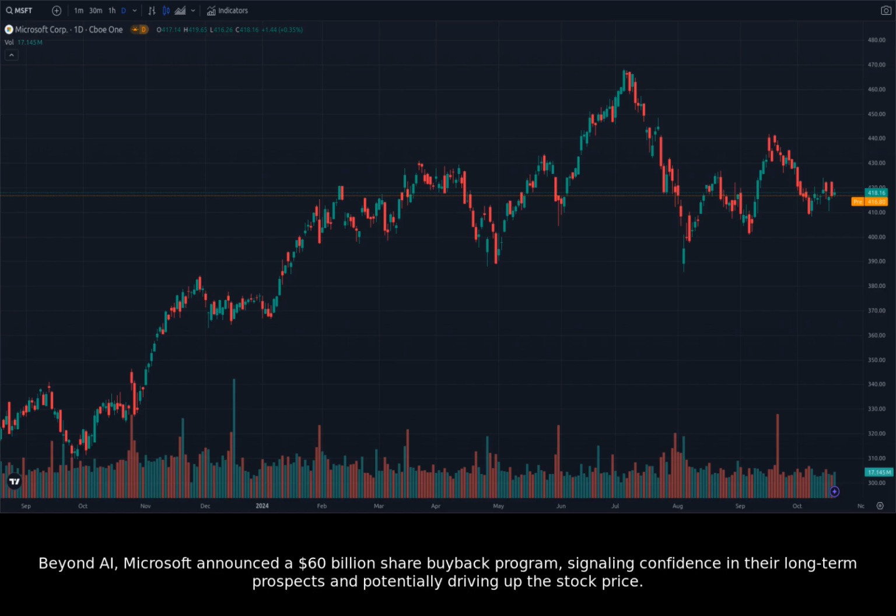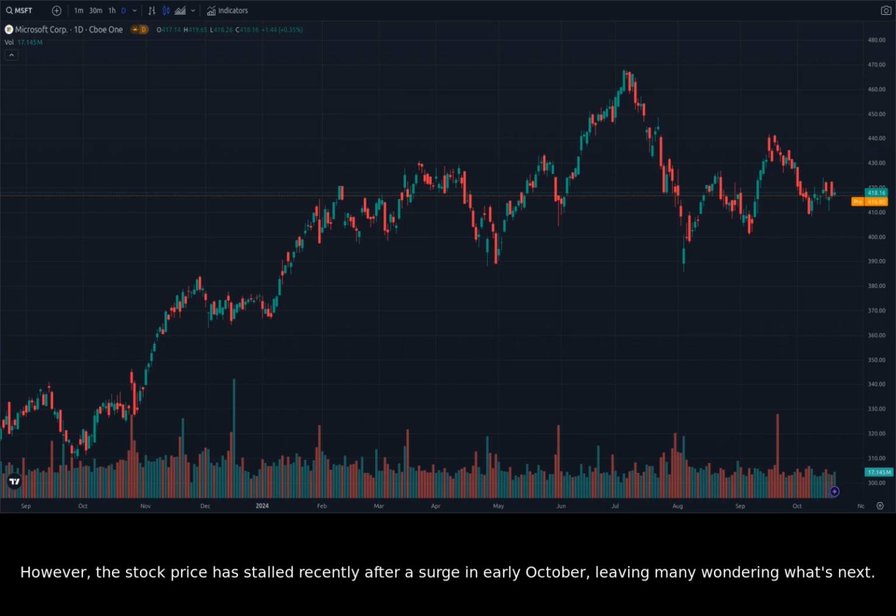Beyond AI, Microsoft announced a $60 billion share buyback program, signaling confidence in their long-term prospects and potentially driving up the stock price. However, the stock price has stalled recently after a surge in early October, leaving many wondering what's next. Let's dive into the charts to see if we can glean any insights from the technical side.